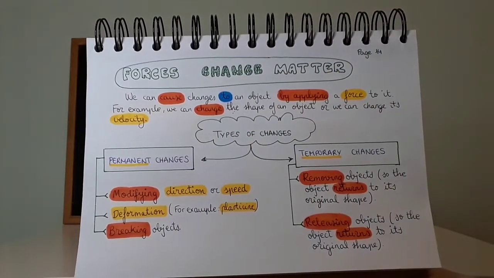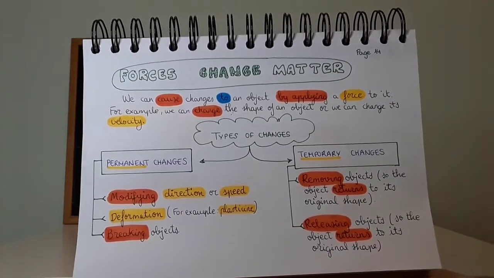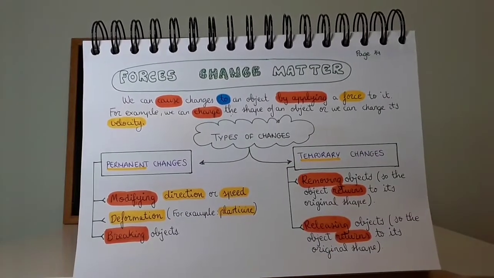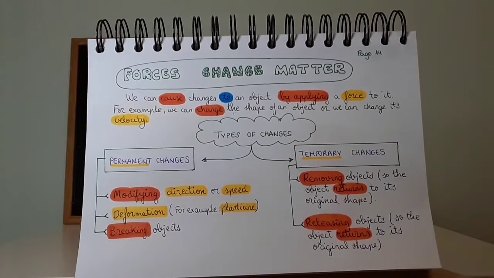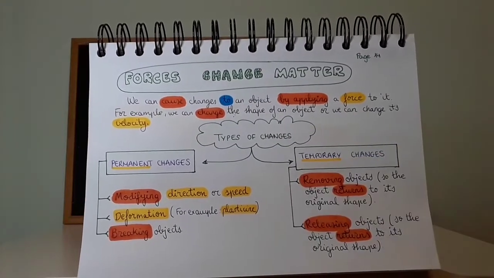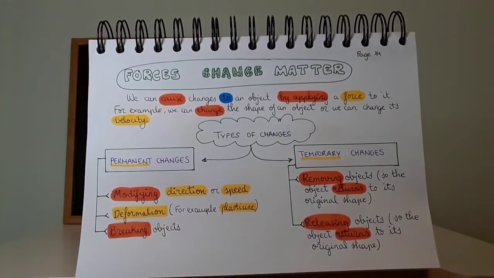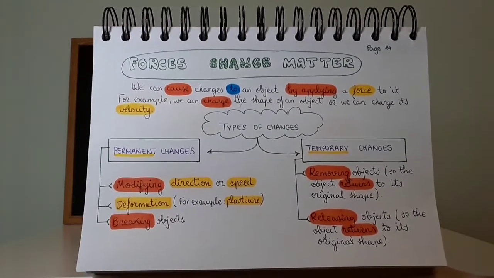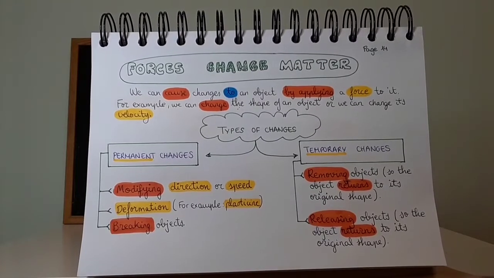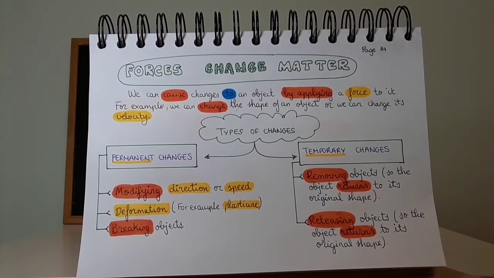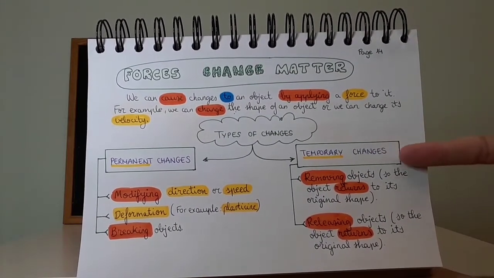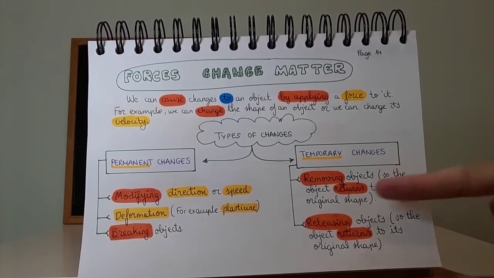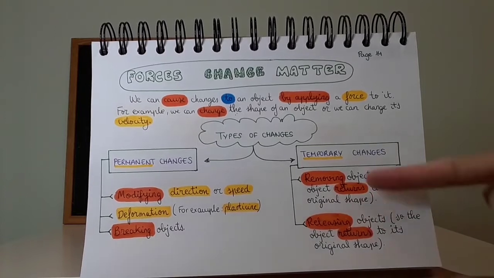Permanent changes are caused by modifying direction or speed, deformation, for example, with plasticine, or by breaking objects. The examples of temporary changes are removing objects and releasing objects.